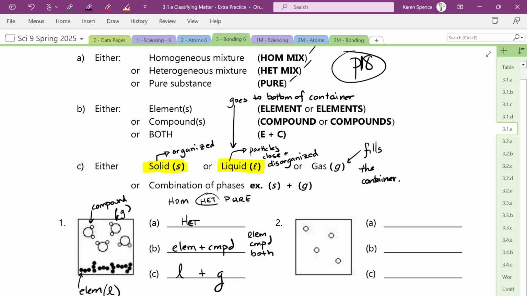I have no idea if that's working. That's a bonus anyway, so we're not gonna worry about it. Okay.